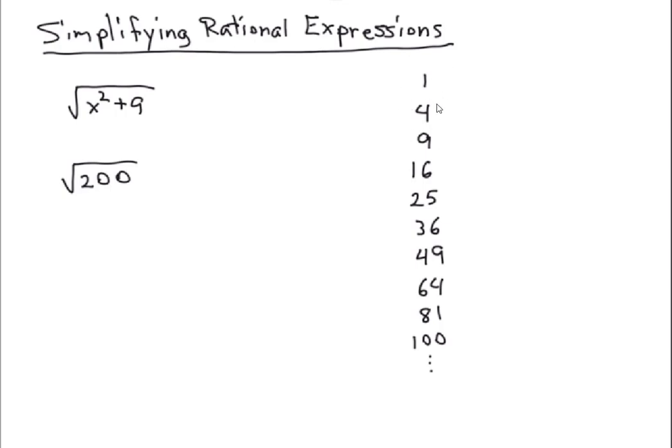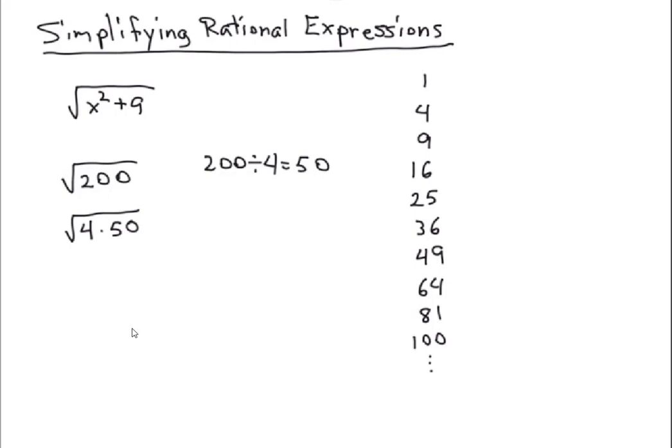So first off, just going down the list, we don't care about 1. 1's not going to do us any good. So we're going to start at 4. Does 4 go into 200? And it does. 200 divided by 4 is 50. So we can write this as square root of 4 times 50. Okay, 4 is a perfect square. And now with what we have left, do any of these numbers over here go into 50? And so the next on the list is 9. 9 does not go into 50. 16 does not go into 50. 25. Oh, 25 does go into 50.